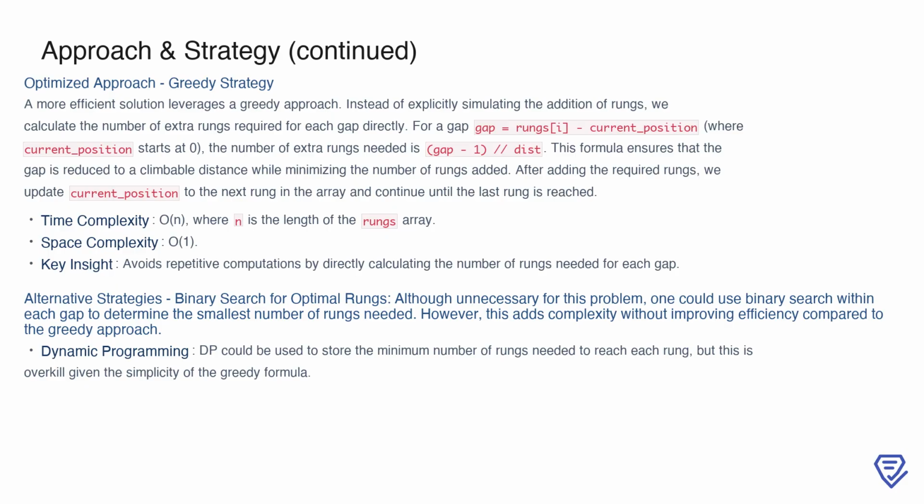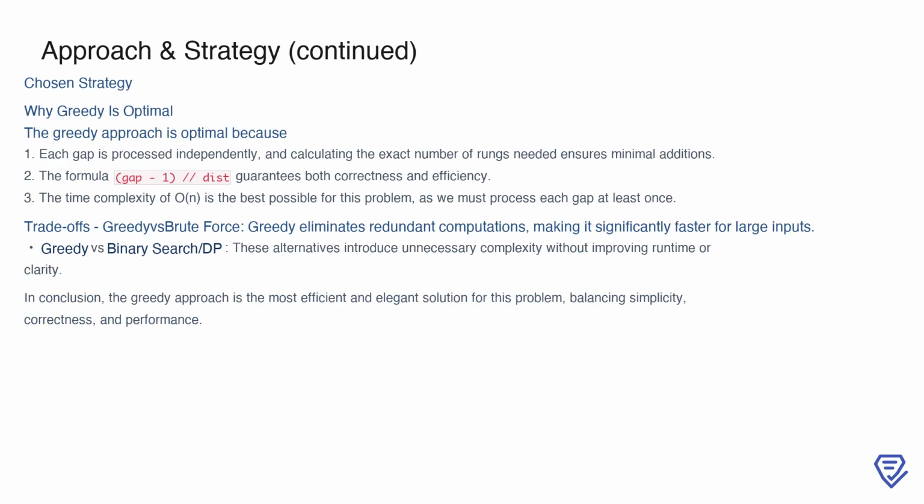While other strategies like binary search or dynamic programming could be considered, they introduce unnecessary complexity without improving the runtime or clarity compared to this greedy approach. The greedy approach stands out as the optimal solution for this problem for several reasons. First, it processes each gap independently and calculates the exact number of extra rungs needed, ensuring minimal additions. The formula (gap - 1) // dist is both efficient and precise, guaranteeing correctness in every scenario.